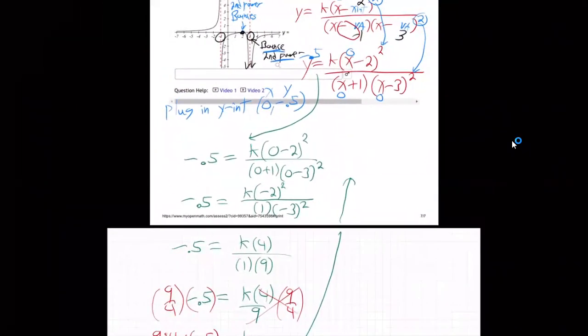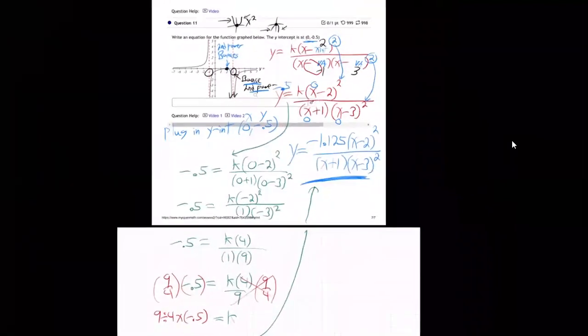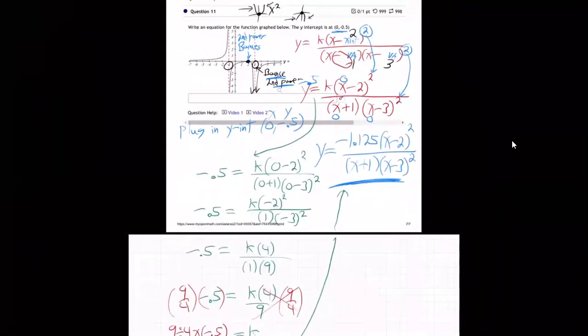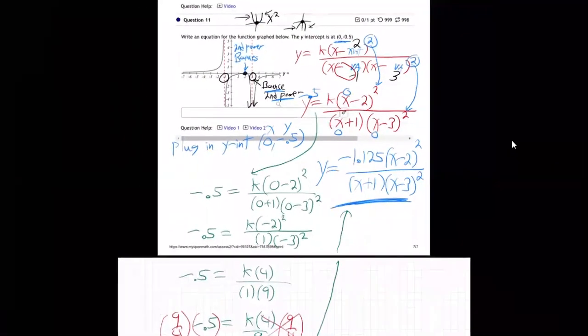So that means the final answer to this problem is y equals negative 1.125 times (x minus 2) squared over (x plus 1) times (x minus 3) squared. So that's the trick on this one. You've got to square the top x-intercept because it's a bounce point. So that's the moral of this story. It's a bounce point, and this vertical asymptote is a bouncer because they're both on the same side of it. That's what makes this really tricky.